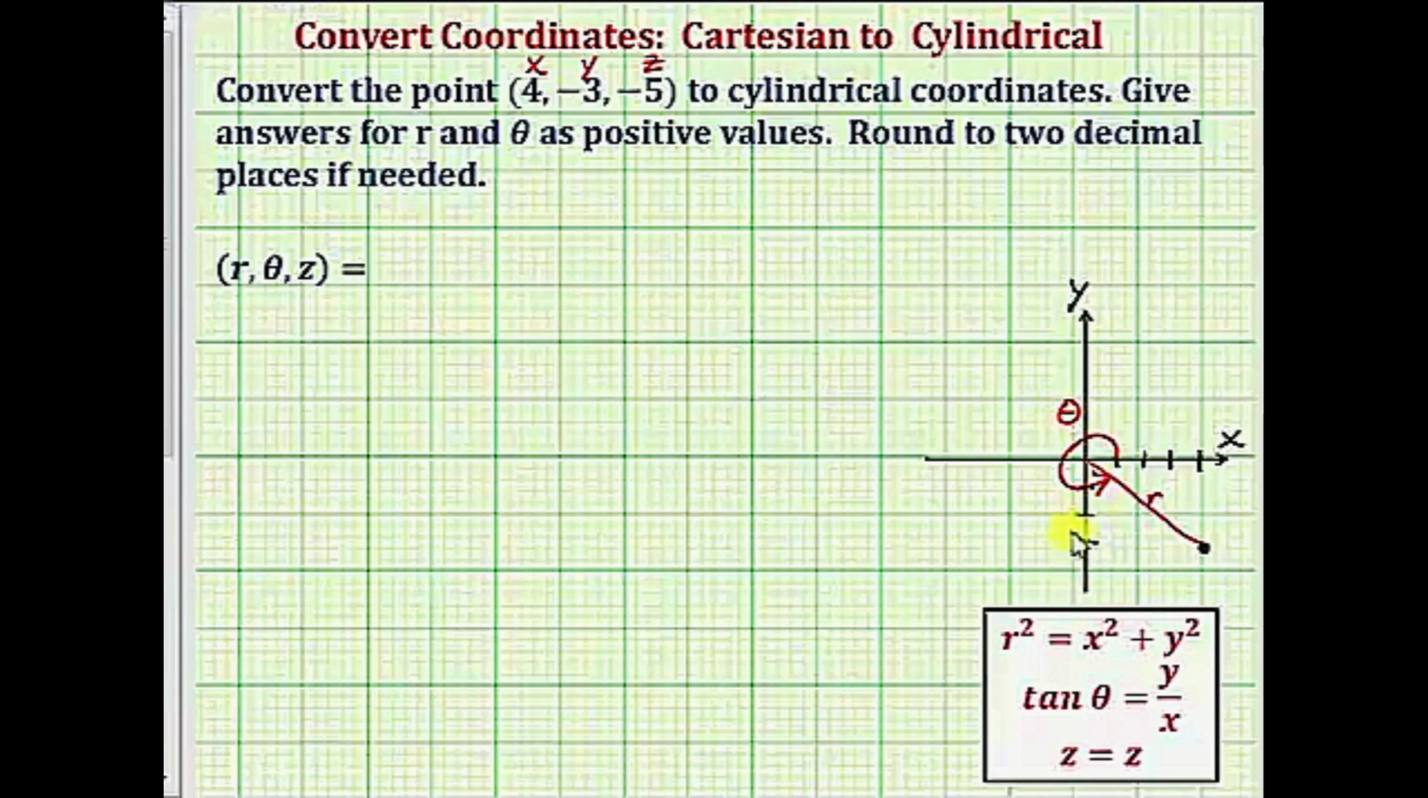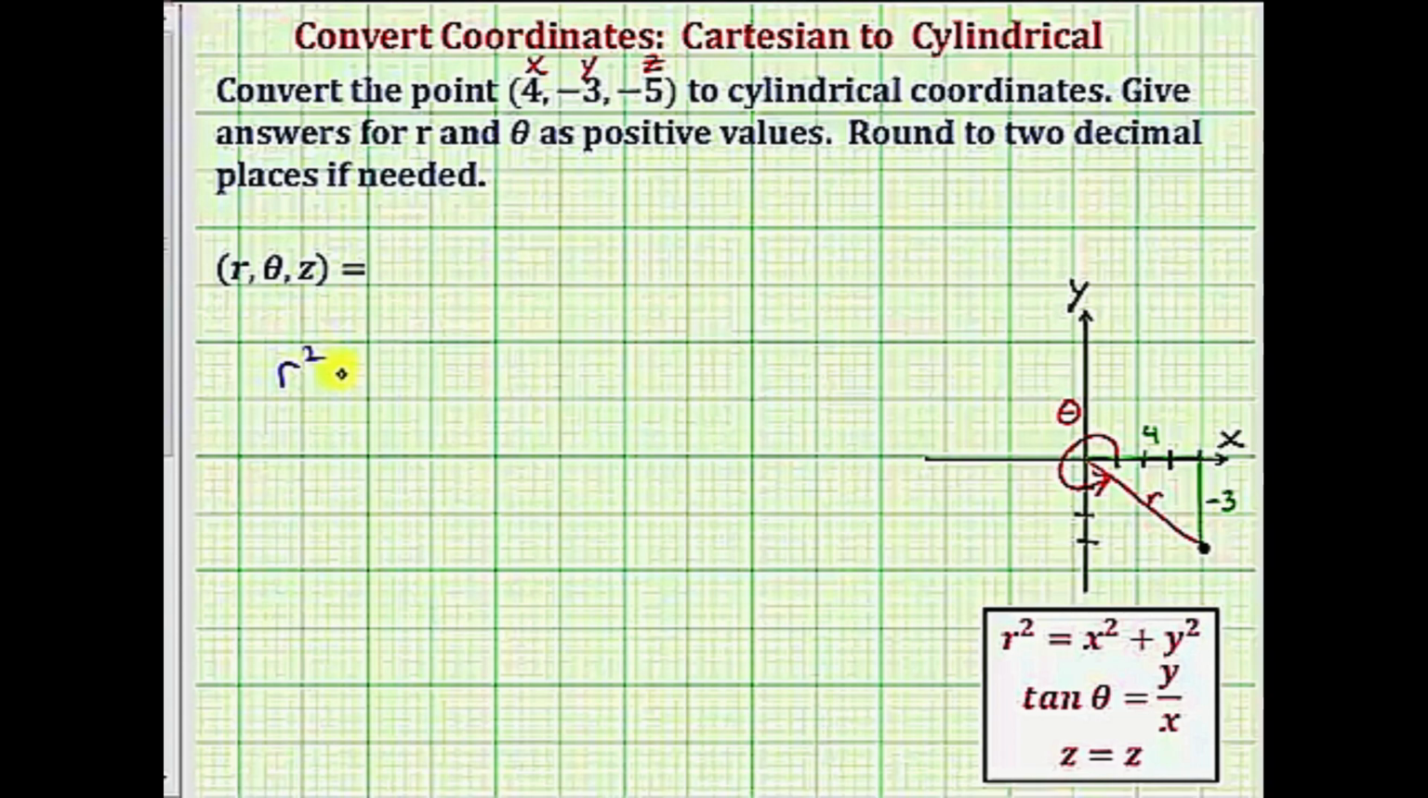Notice how if we wanted to, we could also sketch a reference triangle, which would look like this, where this would be labeled 4 and this would be labeled negative 3. So notice how to find r would just be using the Pythagorean theorem given here as r squared equals x squared plus y squared. Let's begin by determining r.